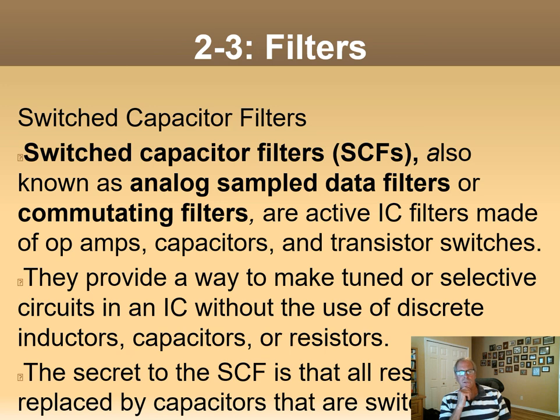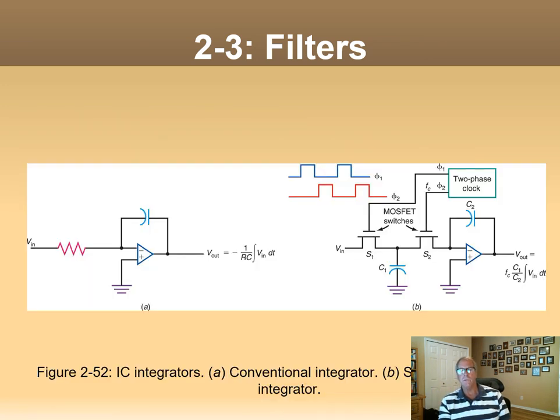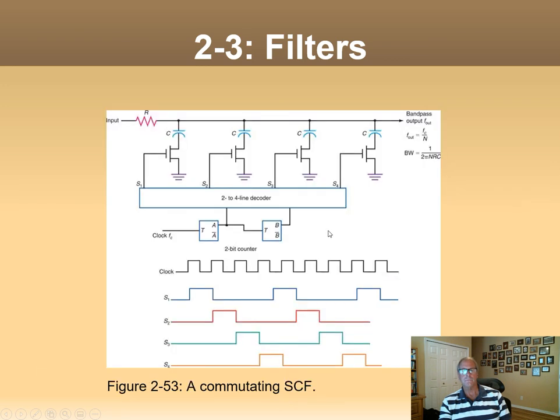Switch capacitor filters, analog sampled digital filters. We don't do any of this in this class, but just for the sake of completeness, we present it. We're using FET switches here to switch capacitors on and off in an op-amp circuit. We won't be studying this much. We do a little bit in integrated circuits maybe, but this circuit here would emulate this integrator. But I wouldn't worry too much about this.